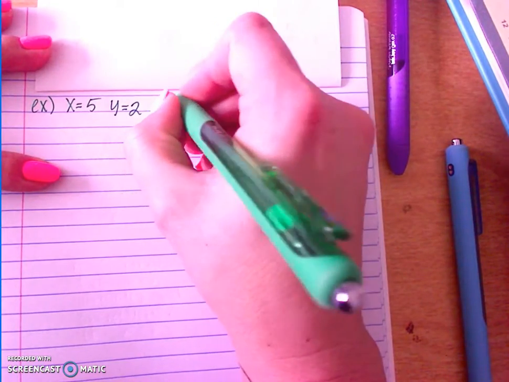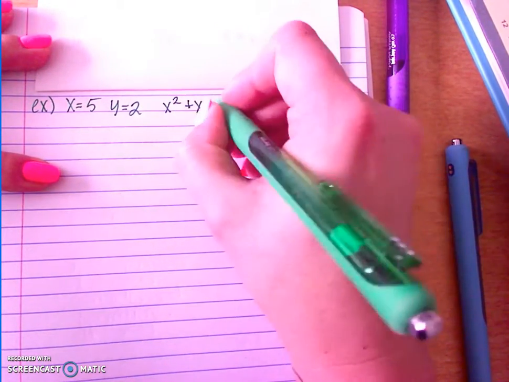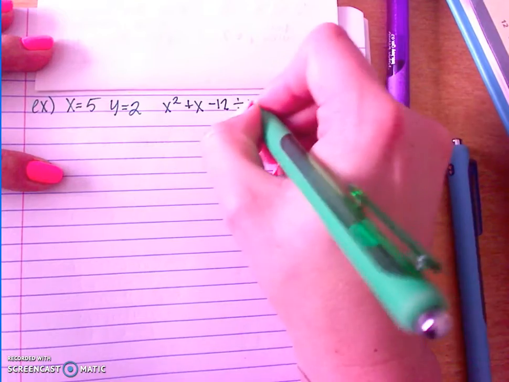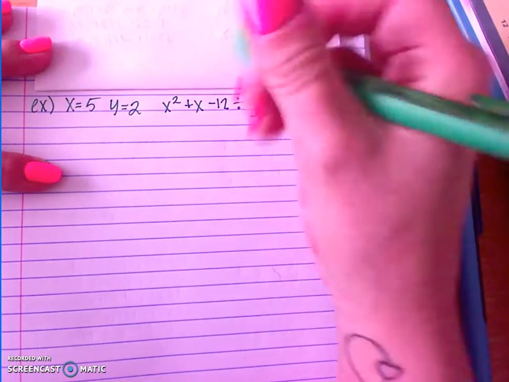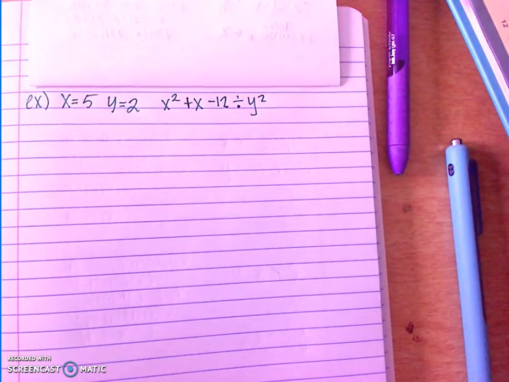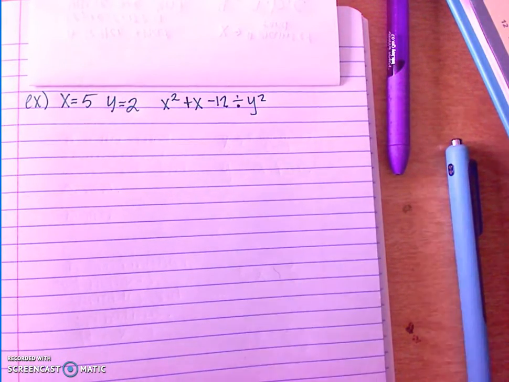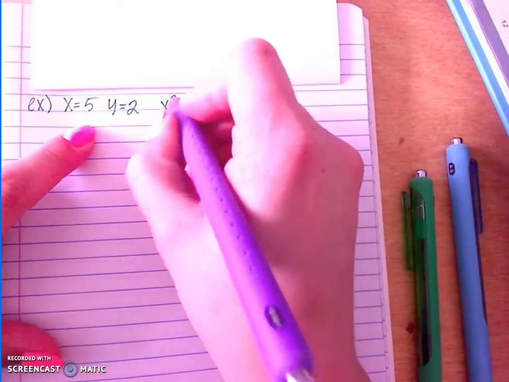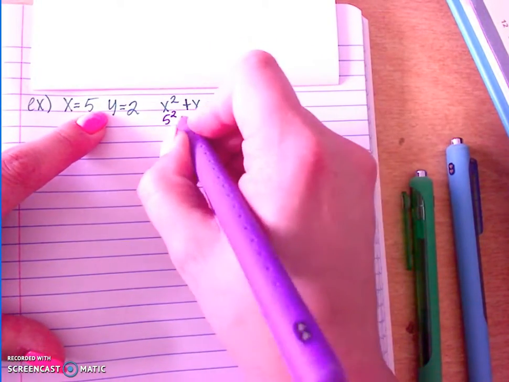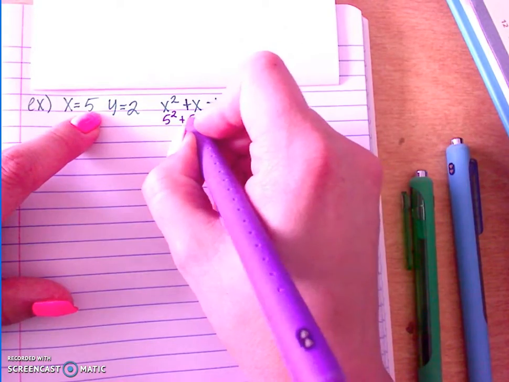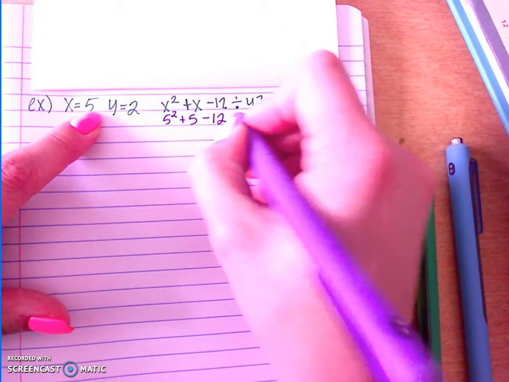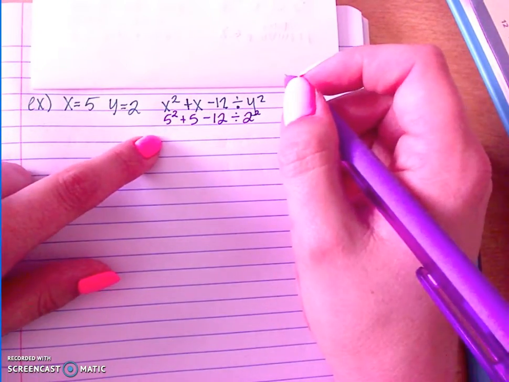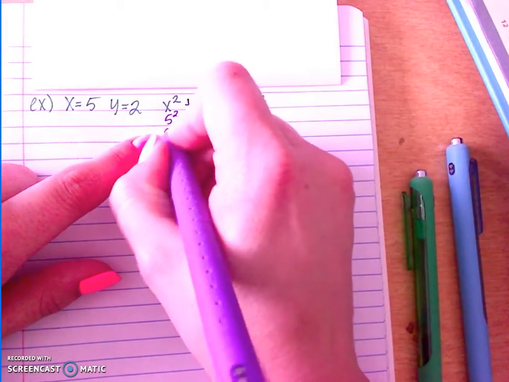let's solve x squared plus x minus 12 divided by y squared. Lots of order of operations here. Okay? But our overarching goal is we need to know that we have to substitute in for those variables. Okay? So, not x squared, I'm putting in 5 squared plus not x, I'm substituting in 5 minus 12 divided by, take out this variable, put in 2 squared.